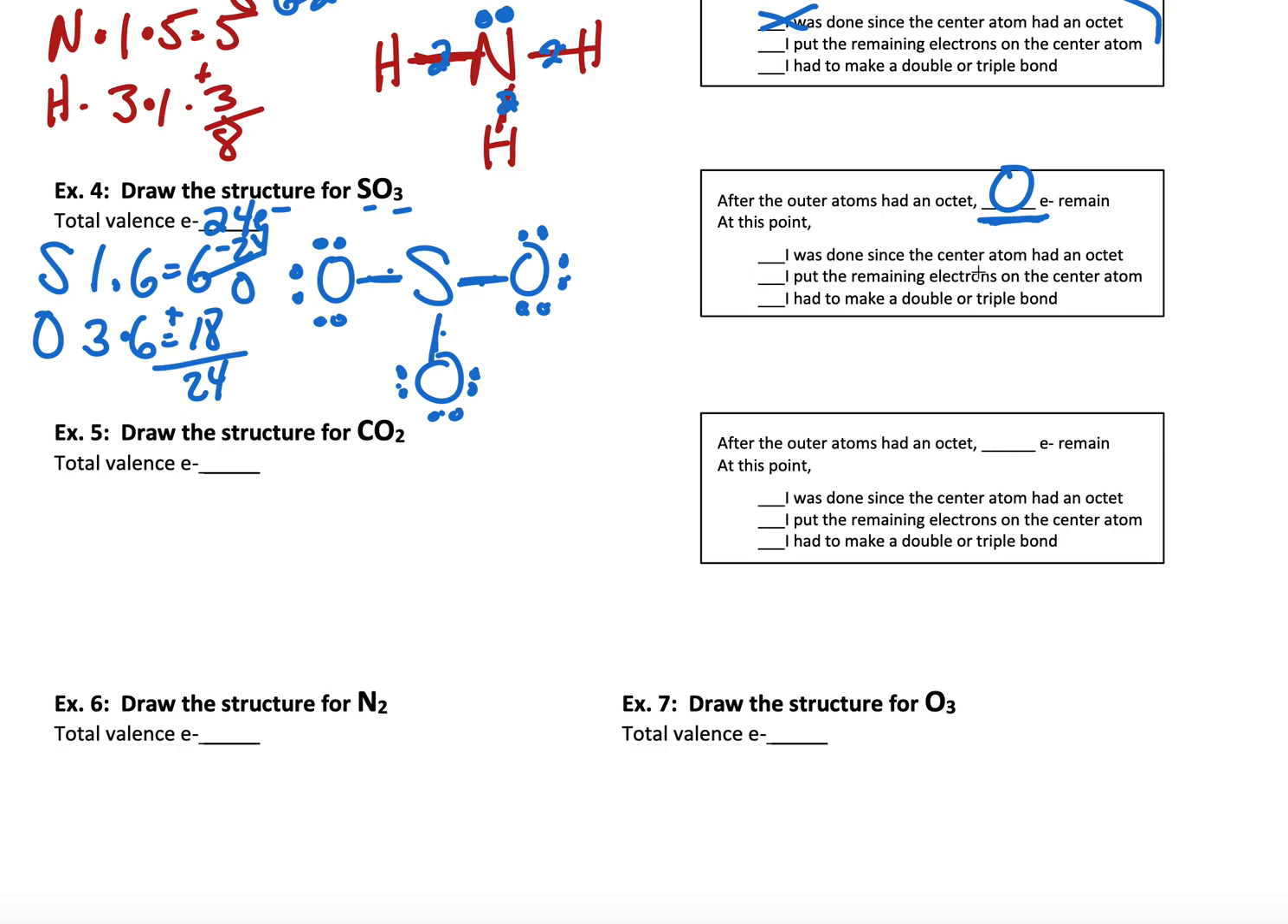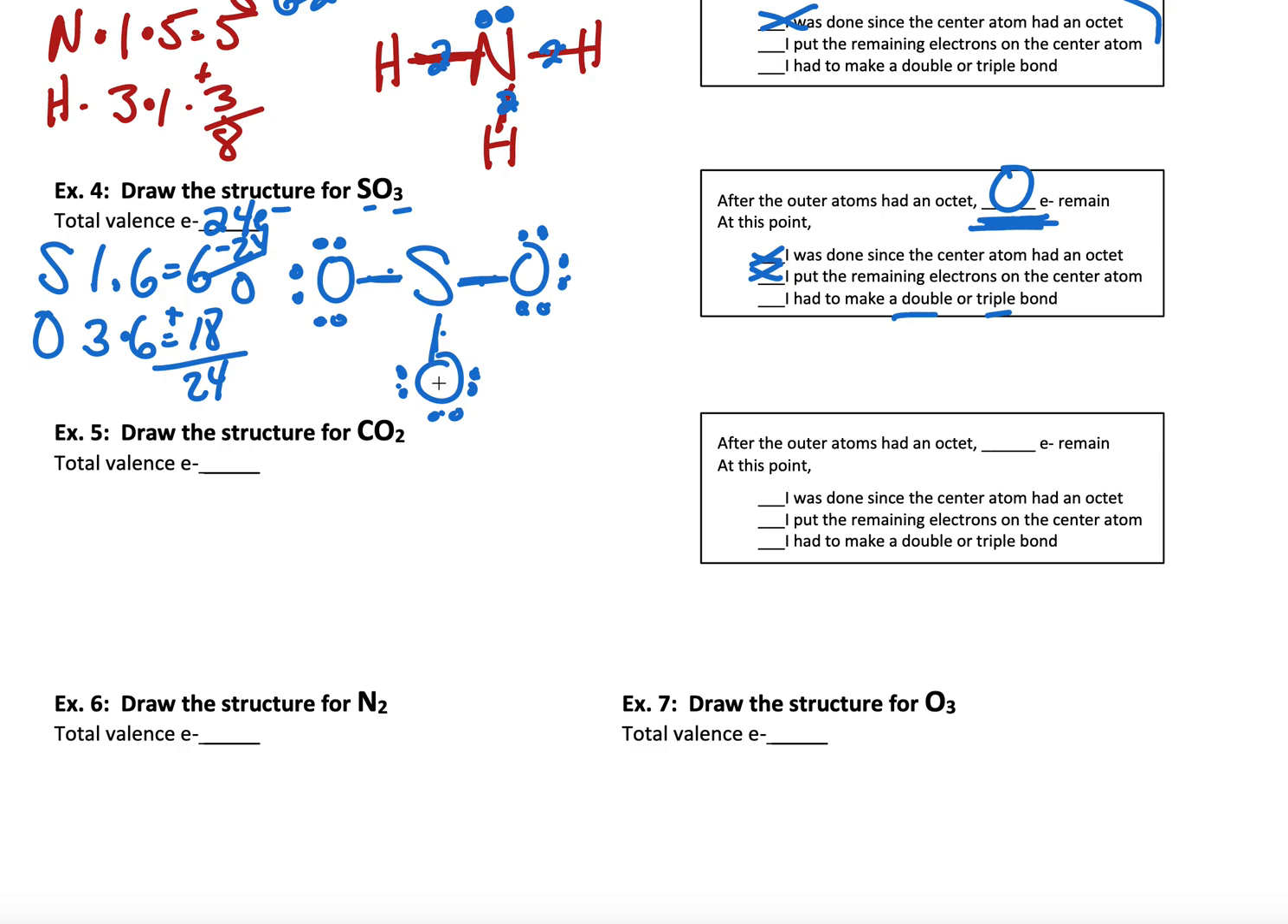I put the remaining electrons. What remaining electrons? You don't have any. So you can't do this and you can't do that. So now we go to a third option. I had to make a double or a triple bond. So here's what you do. That sulfur in the middle, you're going to look at one of these oxygens. It doesn't matter which one. Eeny, meeny, miny, moe, pick your favorite one. I'll pick this one down here.